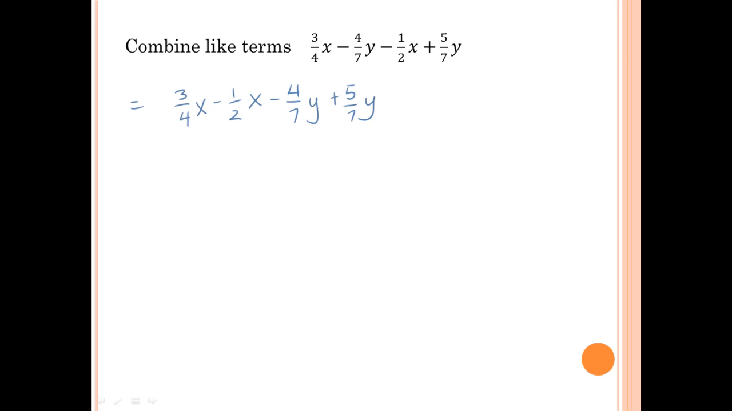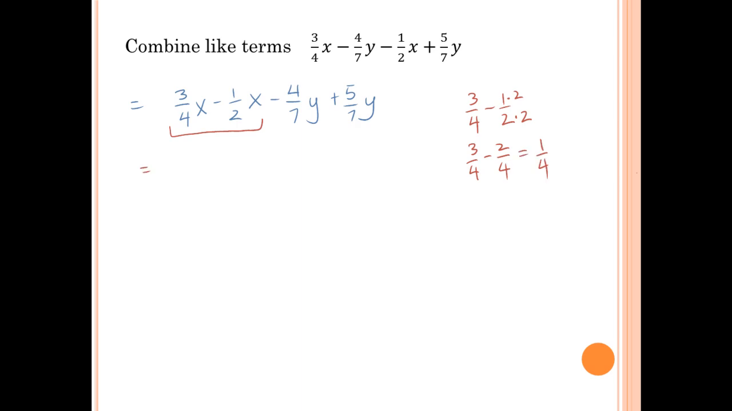Now, to combine the x terms, I need to subtract 3/4 minus 1/2. To do this, I need to write both fractions with the LCD, which is 4, as the denominator. 3/4 already has 4 as a denominator. To write 1/2 with 4 as the denominator, I need to multiply the numerator and denominator by 2 to get 2/4. Now we can subtract 3/4 minus 2/4 to get 1/4.